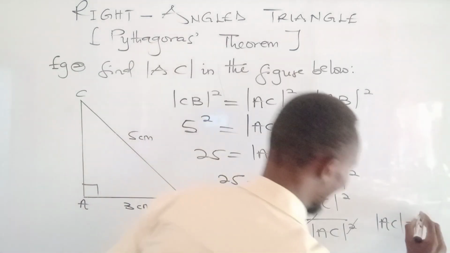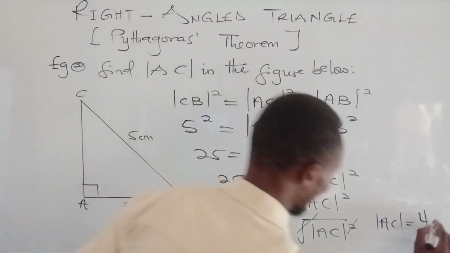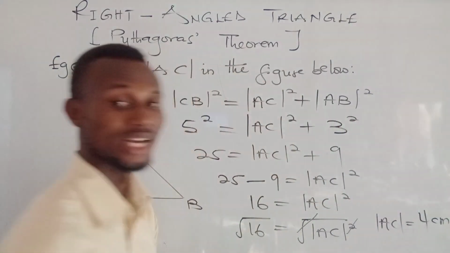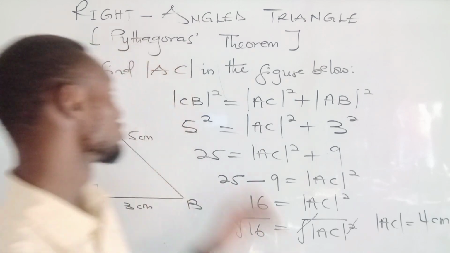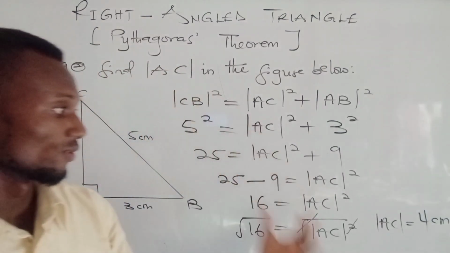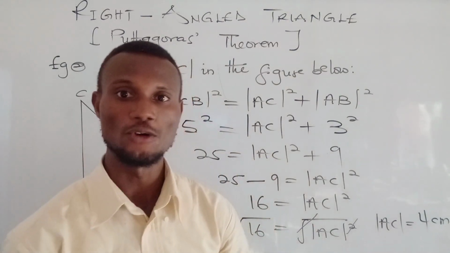I hope you agree with me. So you have 4 centimeters. You need to bring the unit. So that's the answer for line AC. It says you should find line AC, which we've done. So line AC equals 4 centimeters.